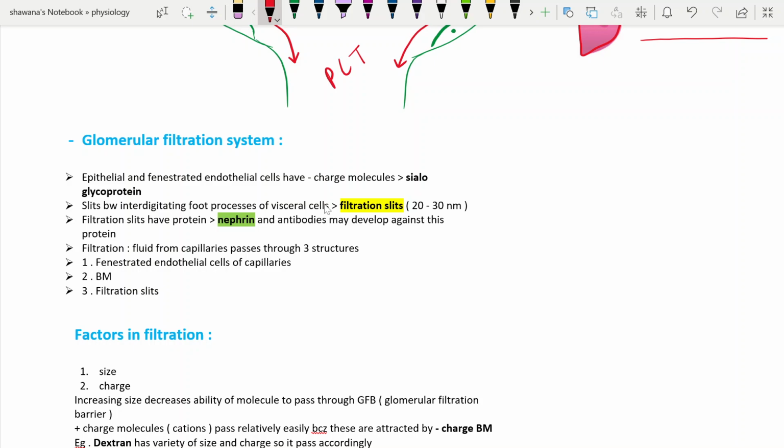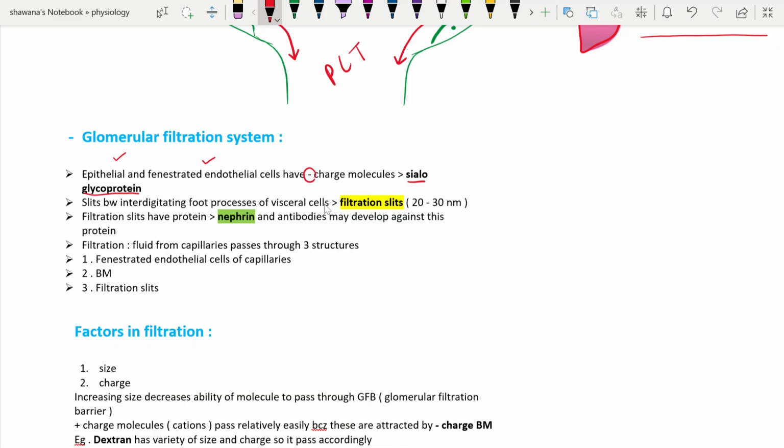How this system functions, we'll discuss in detail in the next lectures, but here are some introductory concepts. Epithelial and fenestrated endothelial cells also have negatively charged molecules which are known as sialoglycoproteins. Epithelial cells of the Bowman's space and endothelial cells of the capillaries have negatively charged molecules, because I have already told you that we do not want to filter the plasma proteins because they contain the negative charge.